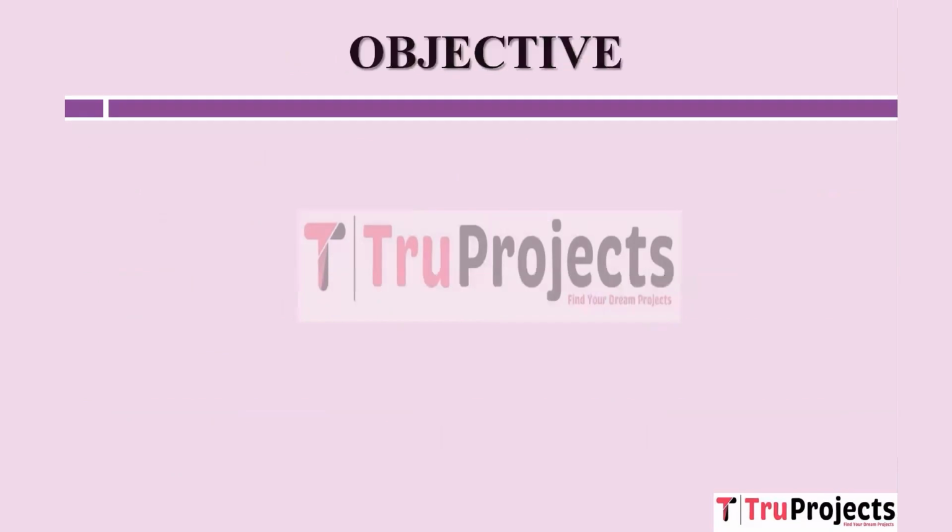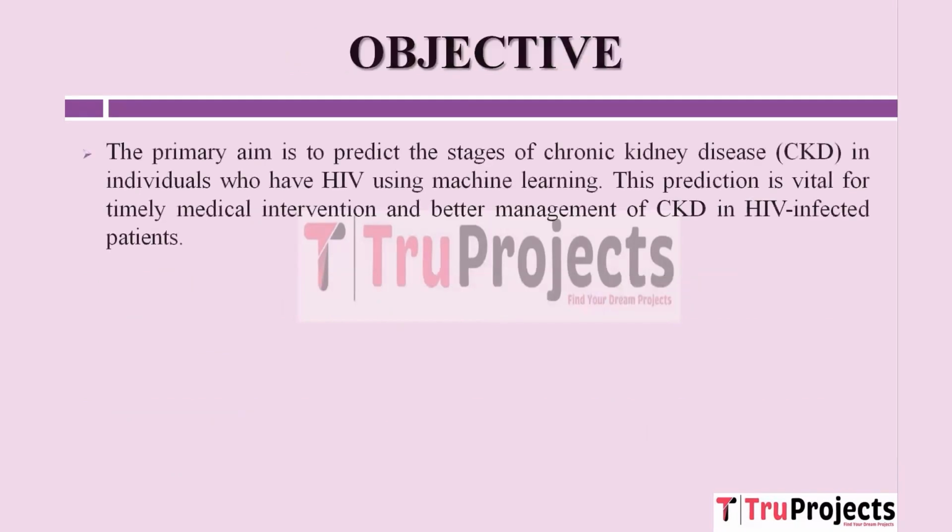Objective. The primary objective of this project is to employ machine learning techniques to predict the stages of chronic kidney disease (CKD) in individuals diagnosed with HIV. Accurate predictions play a vital role in enabling timely medical interventions and ensuring more effective management of CKD in these specific patients. Earlier identification and classification of CKD stages empower healthcare professionals to tailor treatment strategies, potentially improving health outcomes and quality of life.